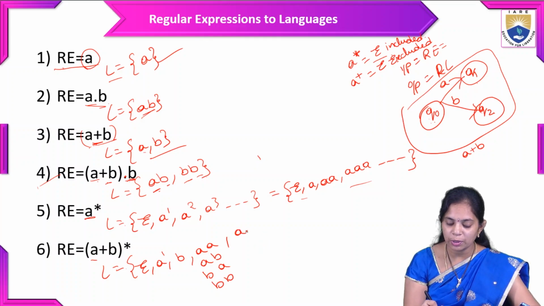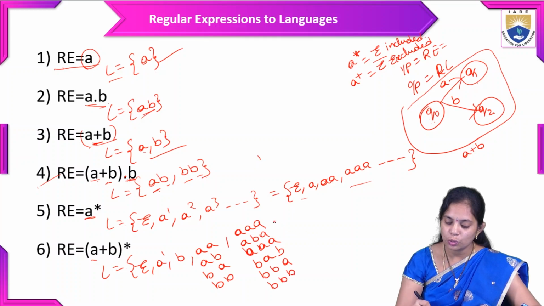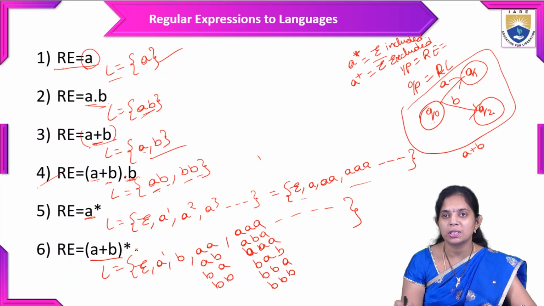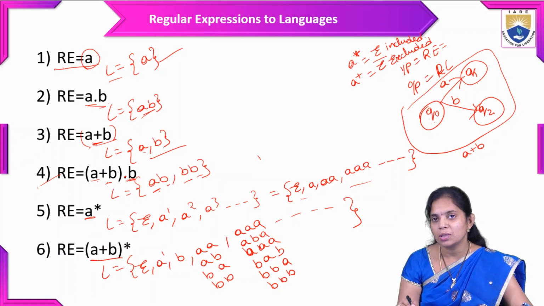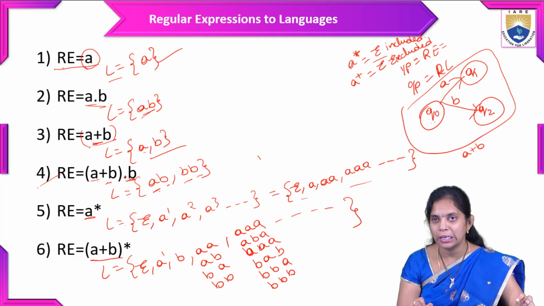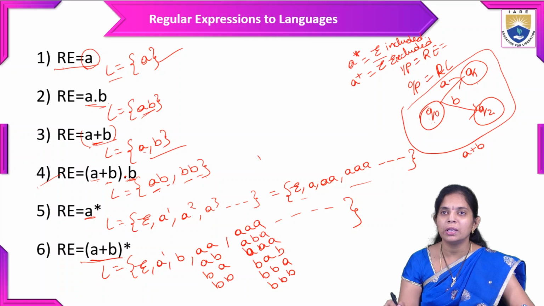And coming to the three-length, so AAA and ABA and ABA, and this is all about BAB and BBA and triple B, and so on. So like this we can write the language. So for this regular expression, A plus B whole star, the string either starts with epsilon or starts with A or starts with B, and there is no condition on the substring or ending string, so I can write this language as mentioned here. So what are the possibilities we have for this regular expression? We will write all the languages here.